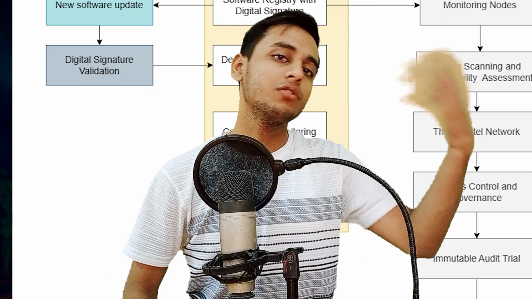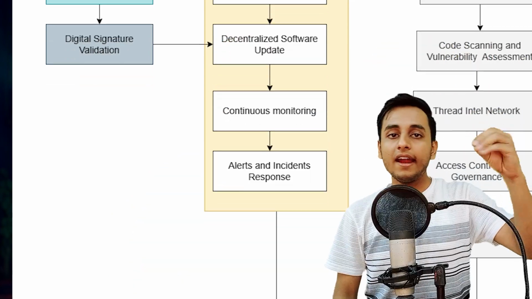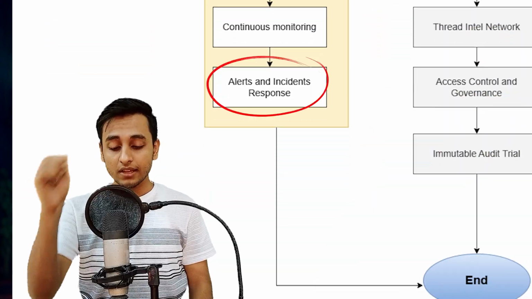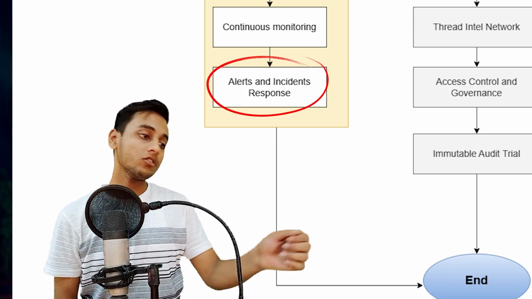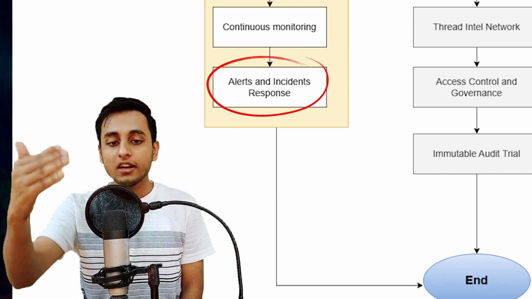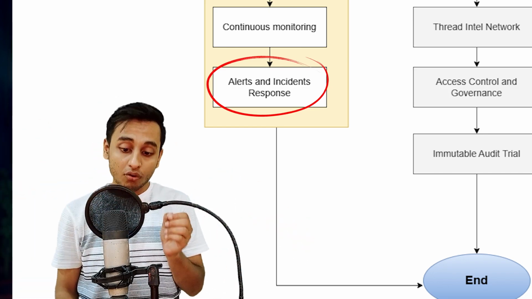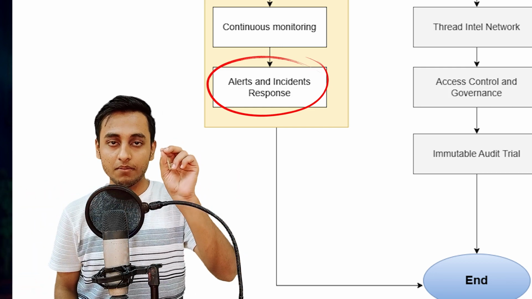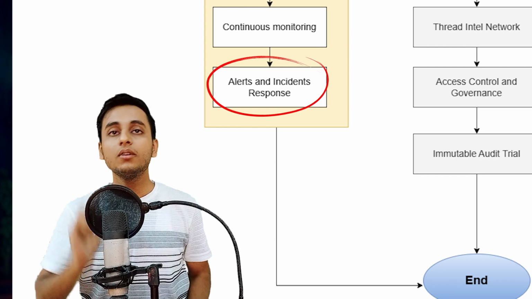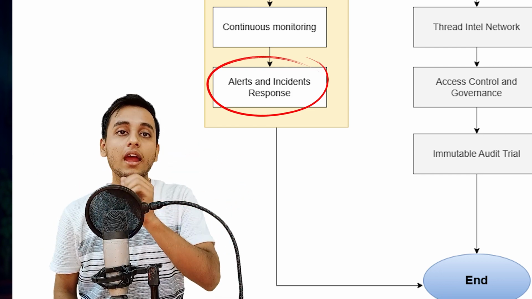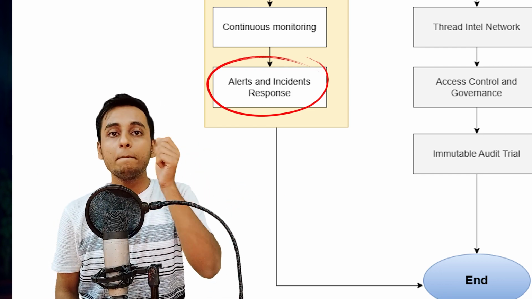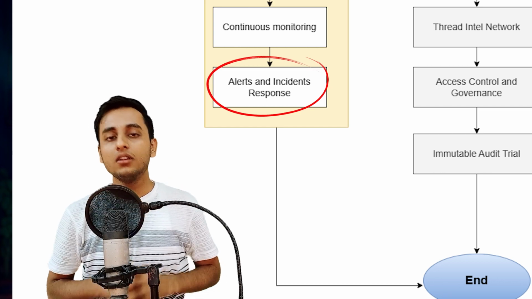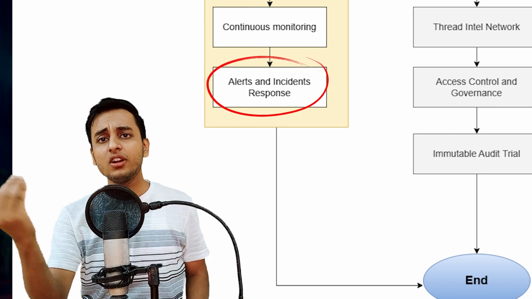Now let's move to the fourth part, which is alert and incident response. If inconsistencies or unauthorized changes are detected during the monitoring, the flow leads to alert and incident response. This step is where the system raises an alert and incident response plans are activated to address any security issues.